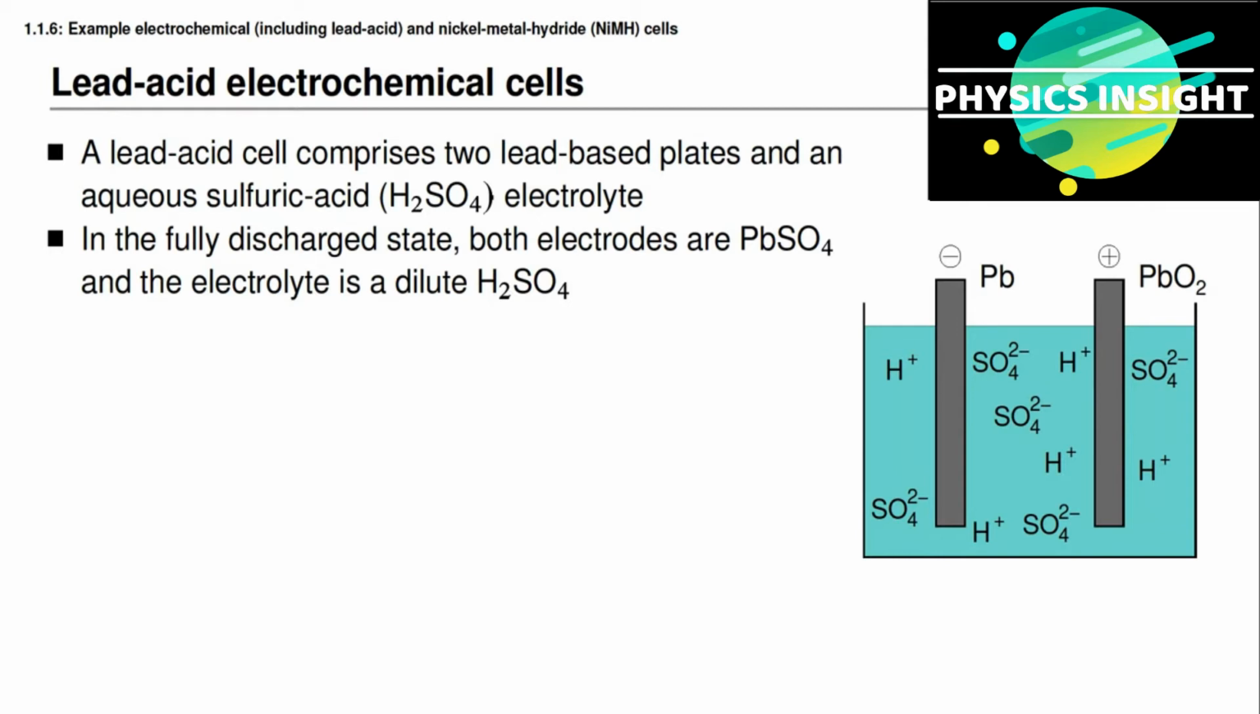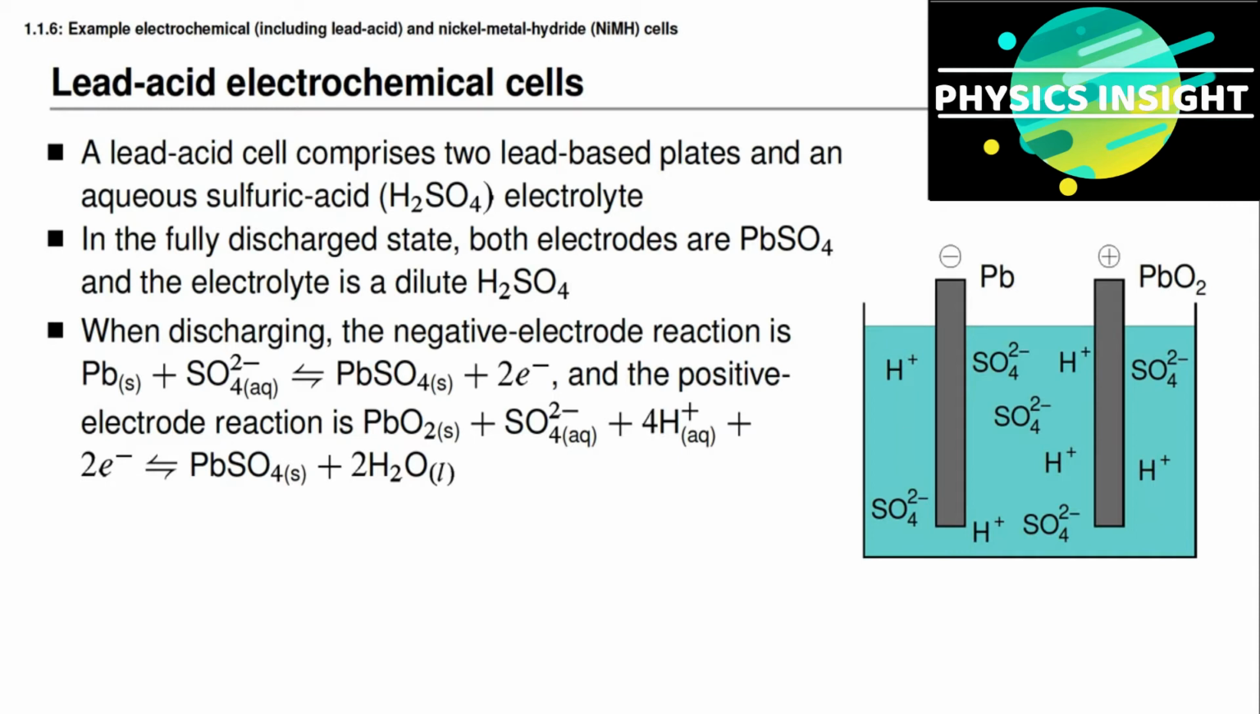of sulfuric acid. If, however, the lead-acid cell holds some charge, and we are in the process of discharging this cell, the negative electrode reaction is listed as shown. We see that solid lead combined with a sulfate anion becomes lead sulfate plus 2 electrons. We also see that the positive electrode reaction has lead oxide in solid form combining with sulfate anions plus protons from the external circuit to form lead sulfate plus water.